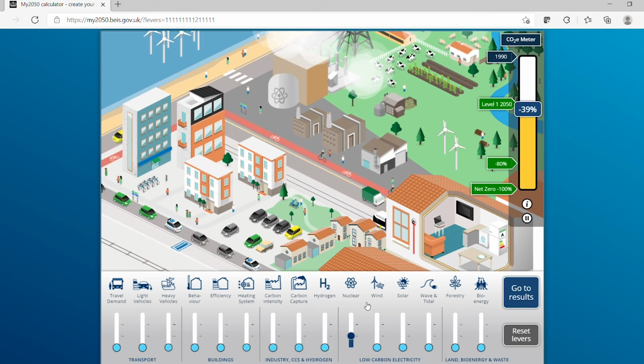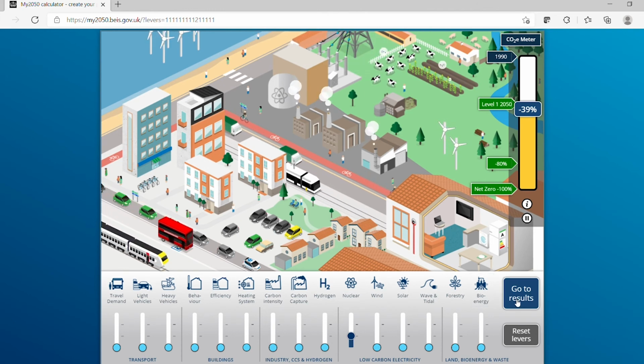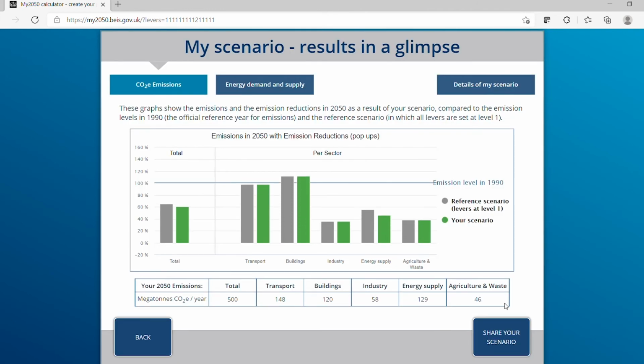After that, go to the Results tab, which takes you through to a graphic illustration of what's just been decided. Your scenario is in green, and it's compared to a reference scenario where all levers are set at level 1 in grey. And that's the end of lesson 1 for the My2050 carbon calculator.